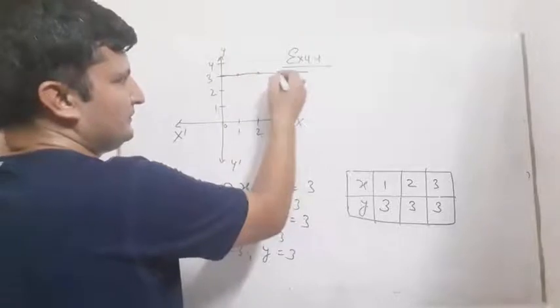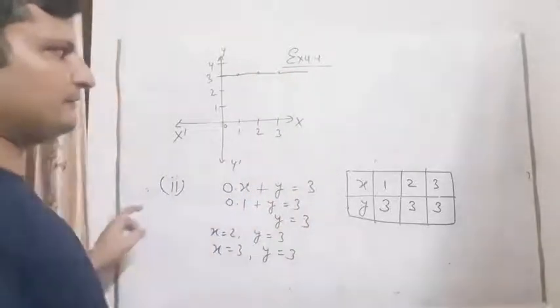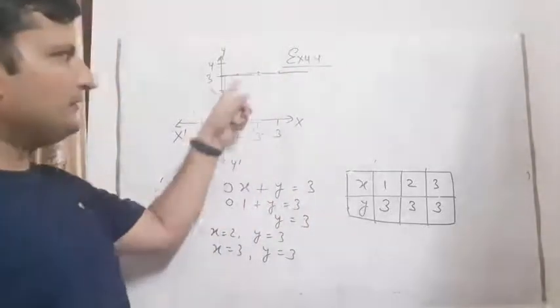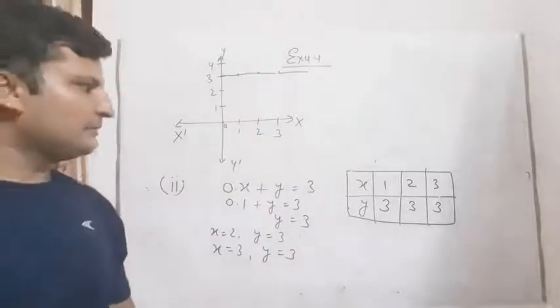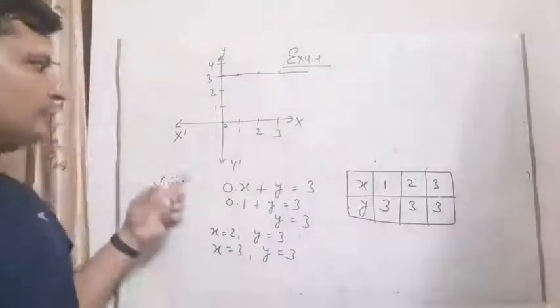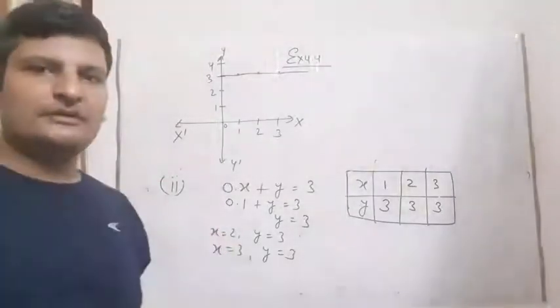So the graph of this representation in the form of two variables will be a straight line. So this is the answer. You can note it down in your notebook. And then similarly we can do question number 2 here.